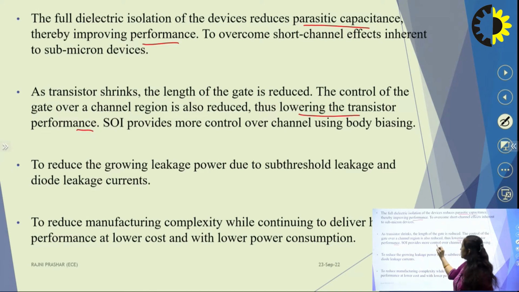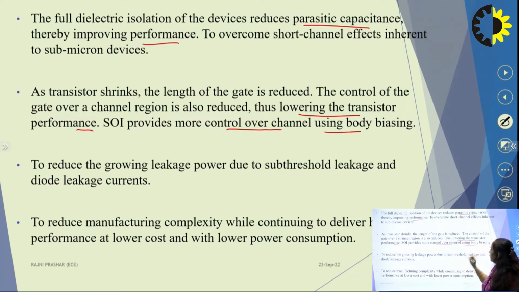So, SOI provides more control over the channel using body biasing. We can bias the substrate also, so that we can have more control over the channel. And to reduce the growing leakage due to the sub-threshold leakage and diode leakage current, we can use this technology. Next is to reduce the manufacturing complexity while continuing to deliver high performance at lower cost with lower power consumption. So, these are some advantages of this SOI technology.